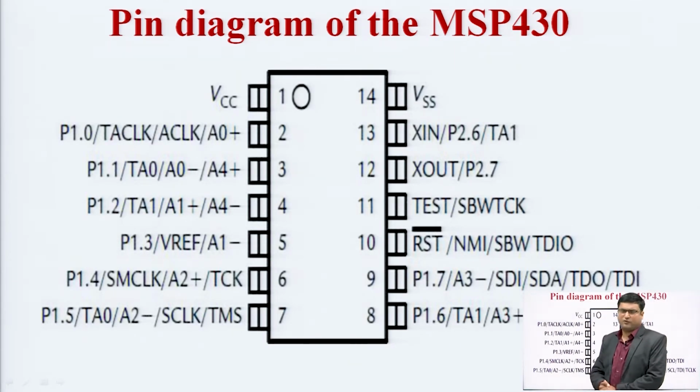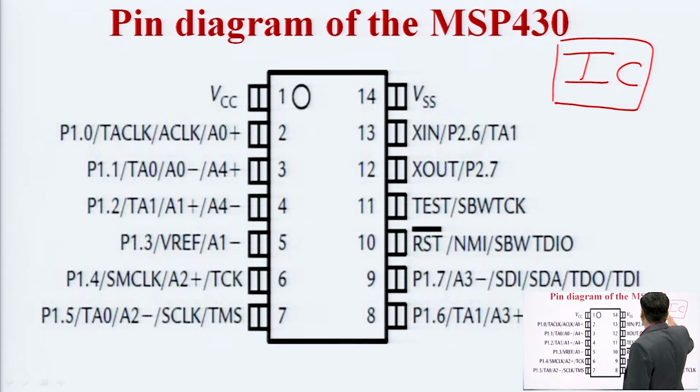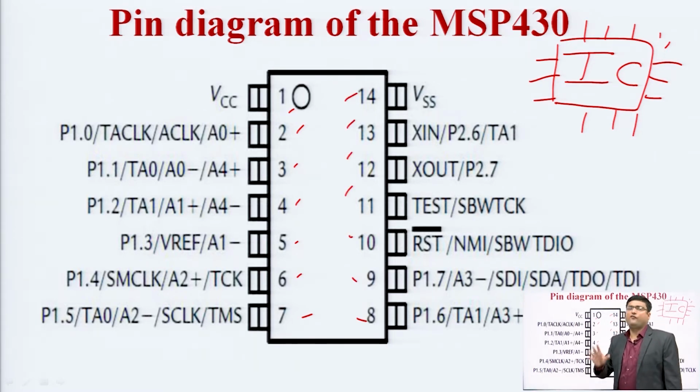Pin diagram of the MSP 430. Basically, the MSP 430 is an integrated chip, an IC, so we need an overview of the particular pins available in it. If we look into this diagram, you can see that there are a total of 14 pins available: 1, 2, 3, 4, 5, 6, 7, 8, 9, 10, 11, 12, 13 and 14. This dot represents where pin 1 starts.